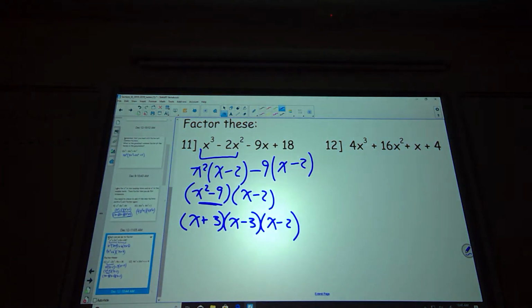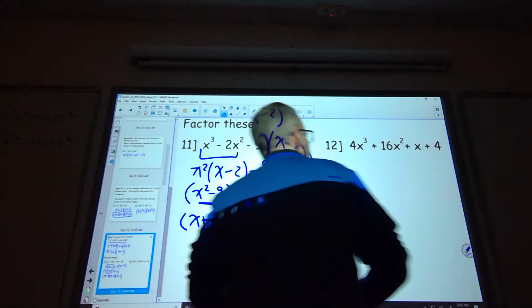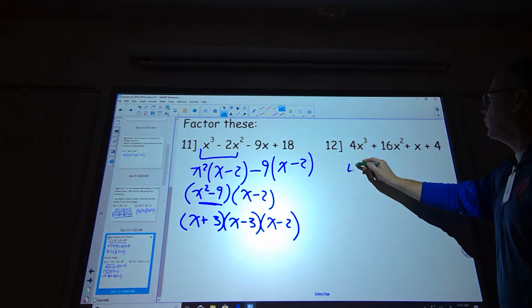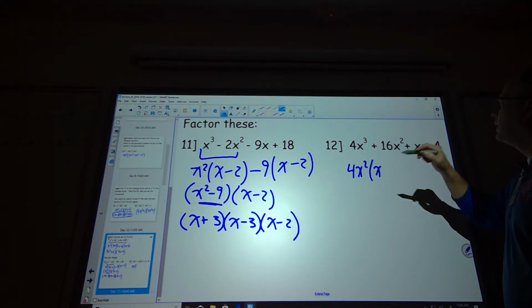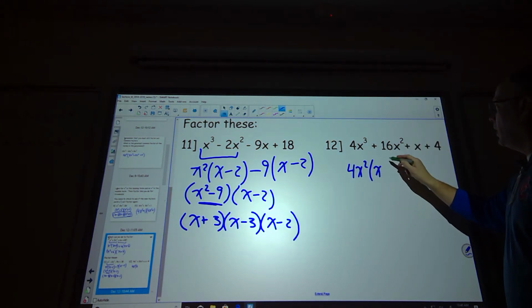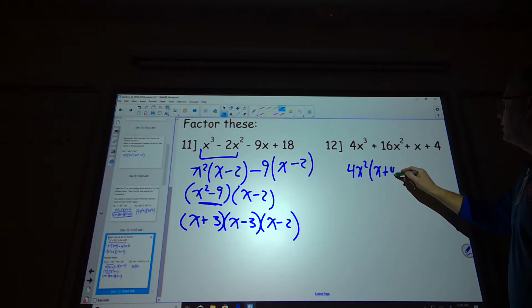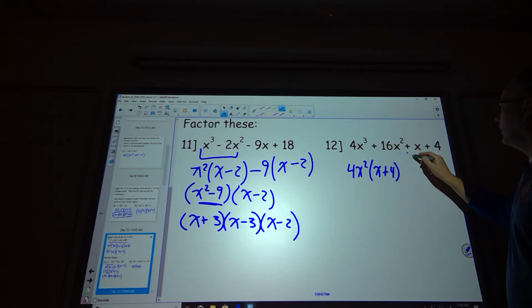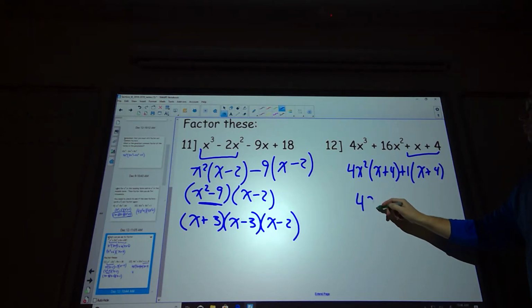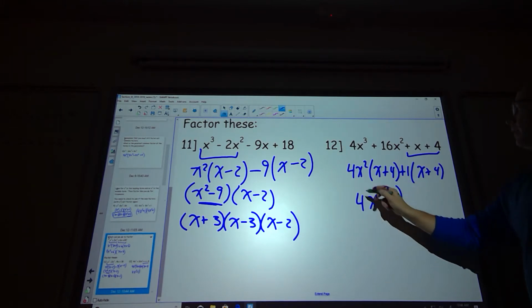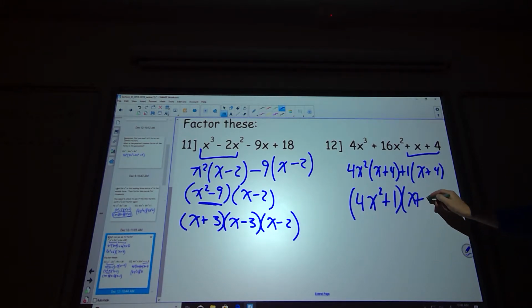Cool. Almost done, I hope. Yep. All right. That's 4x squared plus 1 and x plus 4. That's what? 4? Yay. And then there's really nothing to factor out there, so I just make it plus 1 and then x plus 4 because we do a placeholder. So then I get 4x squared plus 1 and x plus 4.